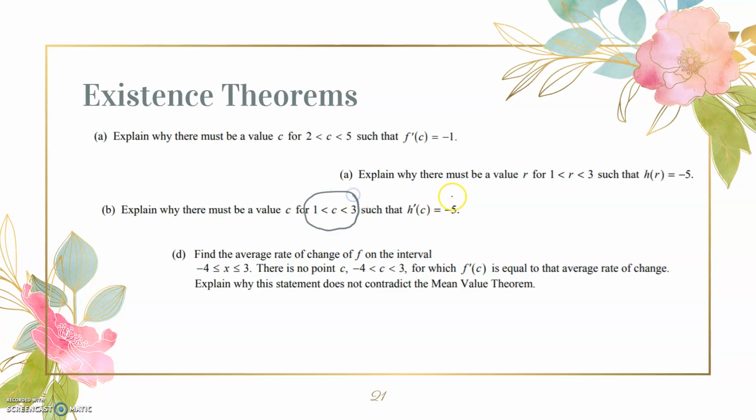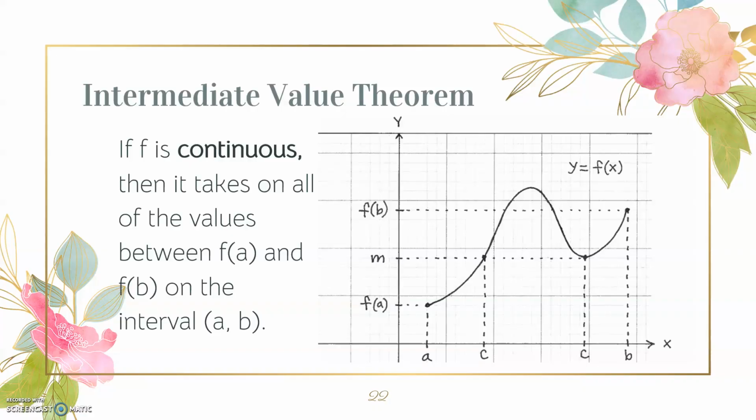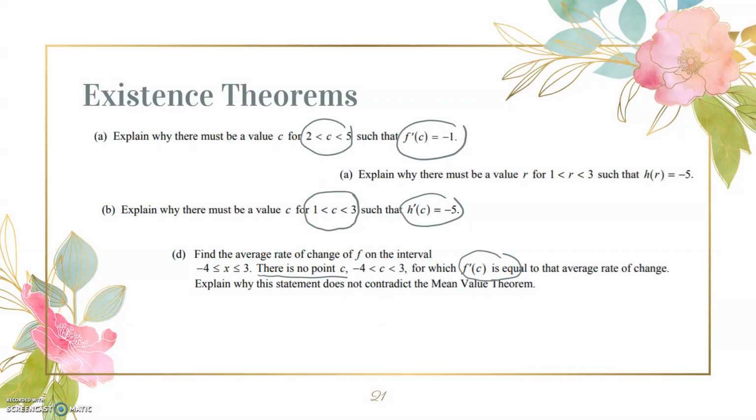So these questions are about the mean value theorem. They're saying the derivative is going to be equal to the average rate of change for some point. So f prime is equal to the average rate of change, but this one says there is no point for that. Right? The other one, this one I didn't circle, is the intermediate value theorem.